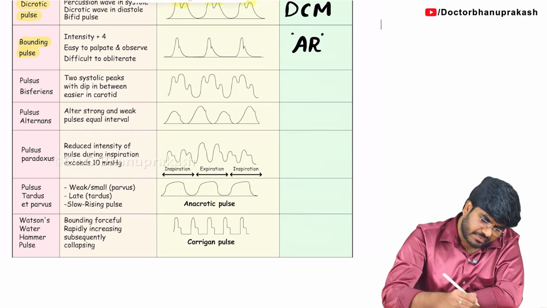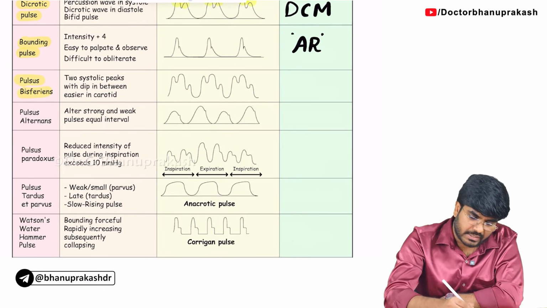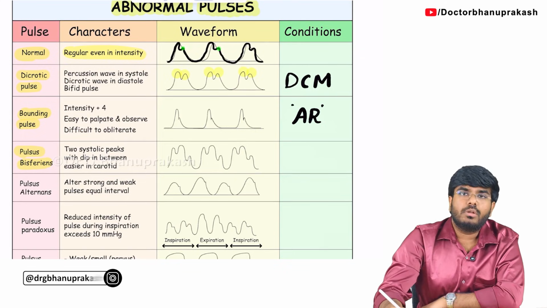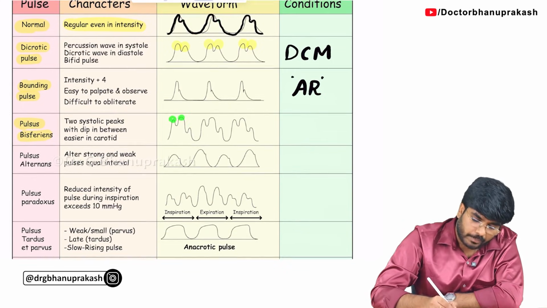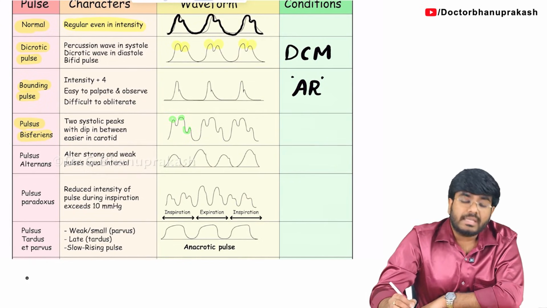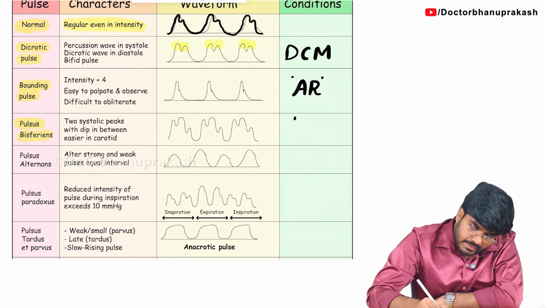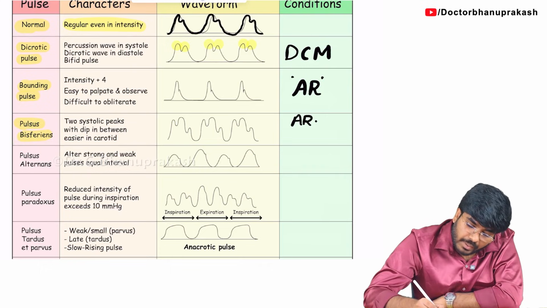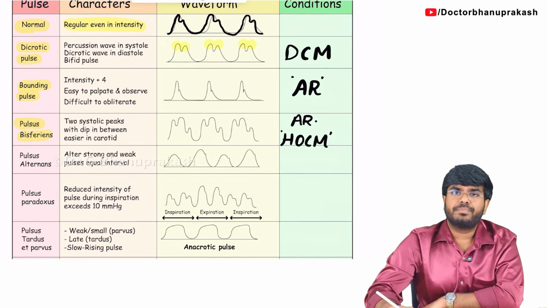Next, pulsus bisferiens. Pulsus bisferiens means two systolic peaks are coming. Actually, in a systole there should be one peak, and the other peak should be coming in the diastole. But here, two systolic peaks are coming. Both these are the two systolic peaks, and here is the dicrotic notch. So that is called pulsus bisferiens. Pulsus bisferiens is seen in aortic regurgitation, but also, very important, in HOCM, hypertrophic obstructive cardiomyopathy.